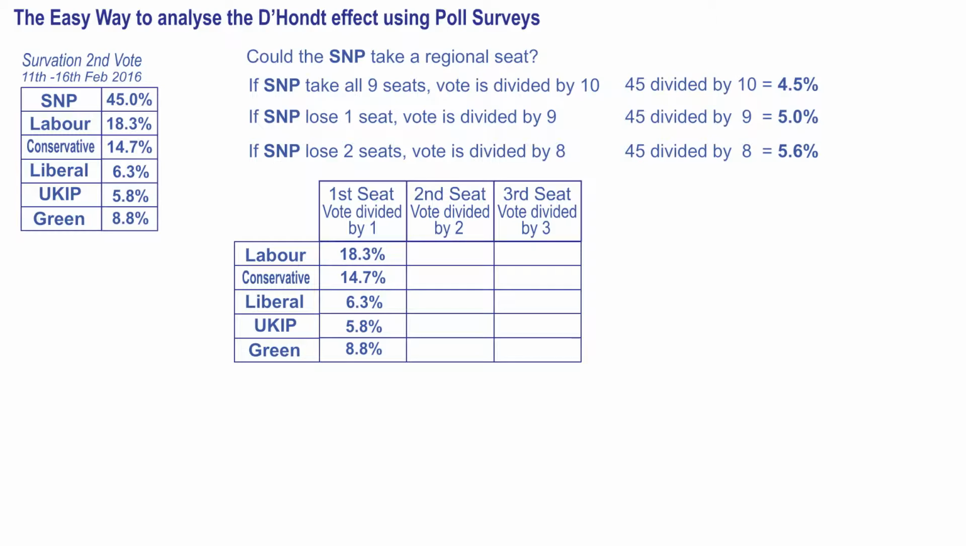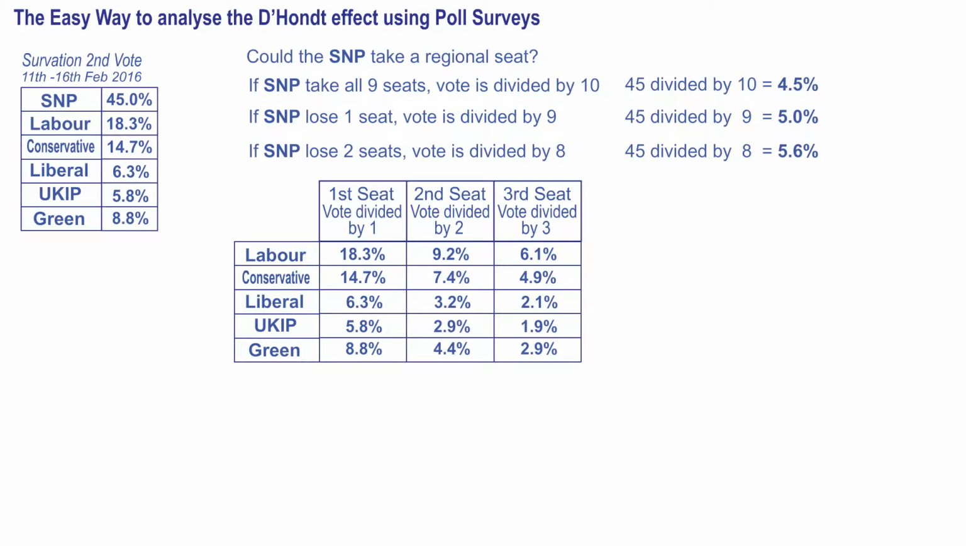The second column of numbers is the percentage vote divided by their 1 seat so far plus 1, which is percentage vote divided by 2. This is the percentage vote that counts to take their second seat. The third column of numbers is the percentage vote divided by their 2 seats so far plus 1, which is the percentage vote divided by 3. This is the percentage vote that counts to take the third seat.